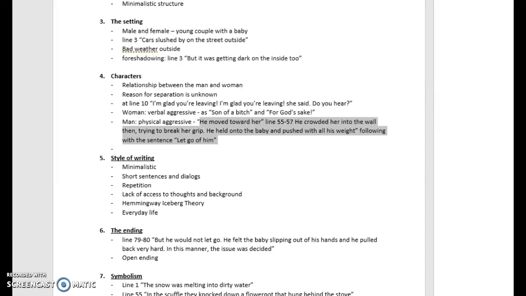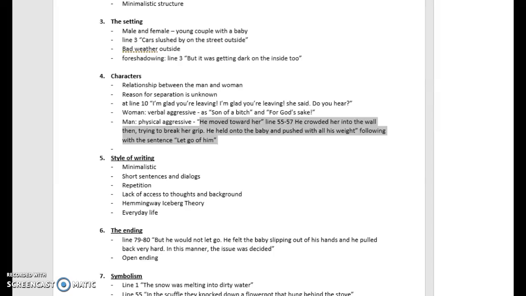If we take a look at the style of writing, it is very minimalistic, and there are plenty of examples of this in the short story. The short story is characterized by very short sentences, which is a typical minimalistic feature. The short sentences make the story more intense.